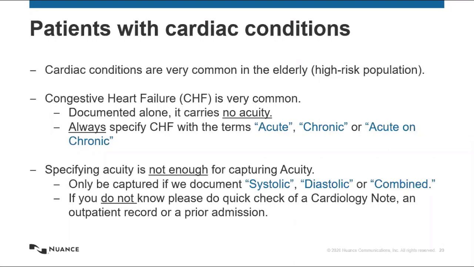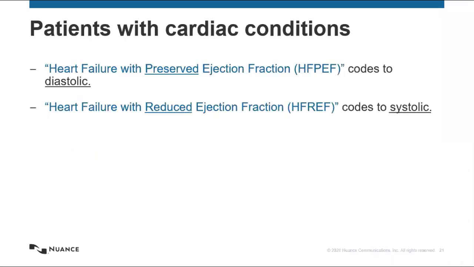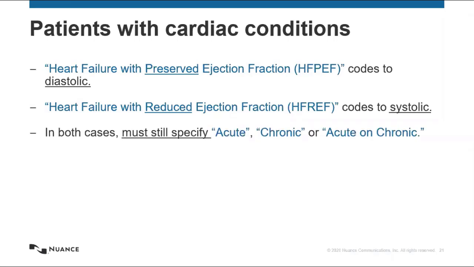If you do not know these, please do a quick check of a cardiology note, an outpatient record, or a prior admission to see what their chronic state is, whether they've had problems like this before. The type of heart failure is crucial for capturing acuity. There are terms that are out there now that include heart failure with preserved ejection fraction, which will code to diastolic, and heart failure with reduced ejection fraction, which will code to systolic. Please contact your cardiology department to get better clarity on how these terms are being used, but they're pretty straightforward. The most important thing, however, is you still have to specify acute, chronic, or acute on chronic.